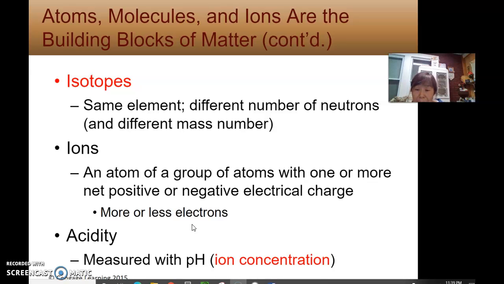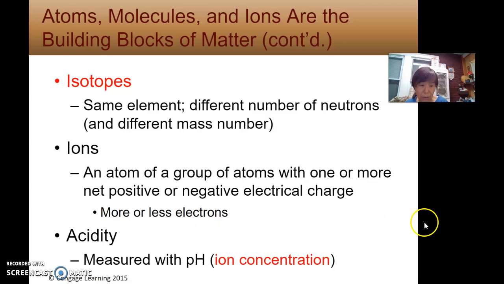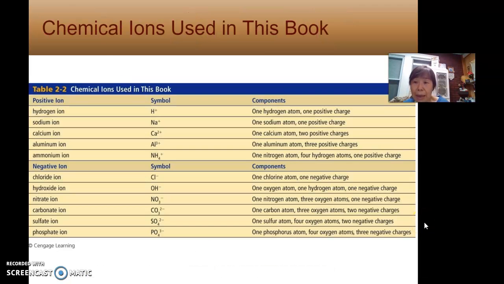When we mention acidity, this is measured by pH, which measures the concentration of hydrogen ions. And then this table shows the chemical ions frequently mentioned in environmental science, also in this book.